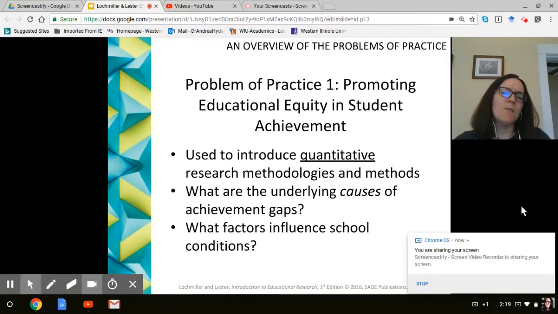Another question that you might ask about this issue, promoting educational equity in student achievement or access or opportunity, is what factors influence school conditions? So if you're using quantitative methodologies and controlling one variable or another, you could ask, how does poverty affect academic achievement? How does language learning affect educational achievement? How does the educational background of one's parents affect educational achievement?